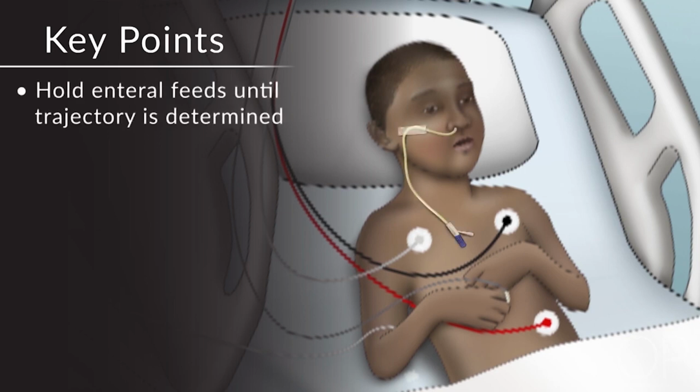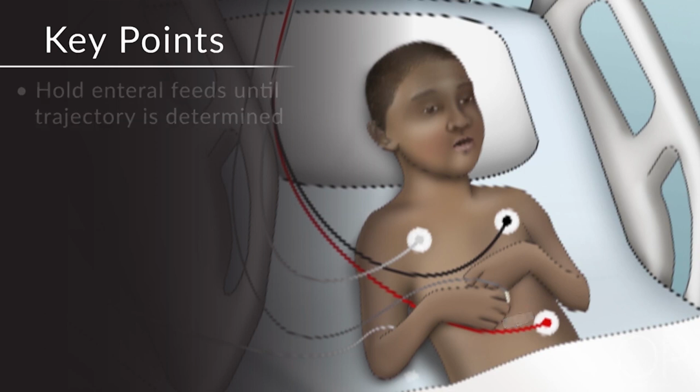Acutely, you might also want to consider holding the enteral feeds. So if they have an NG tube or they're getting gastrostomy feeds or other post-pyloric feeds, you may actually want to hold those feeds until you determine what the trajectory is. What you don't want to do is compound issues by placing them at risk for vomiting and aspiration.